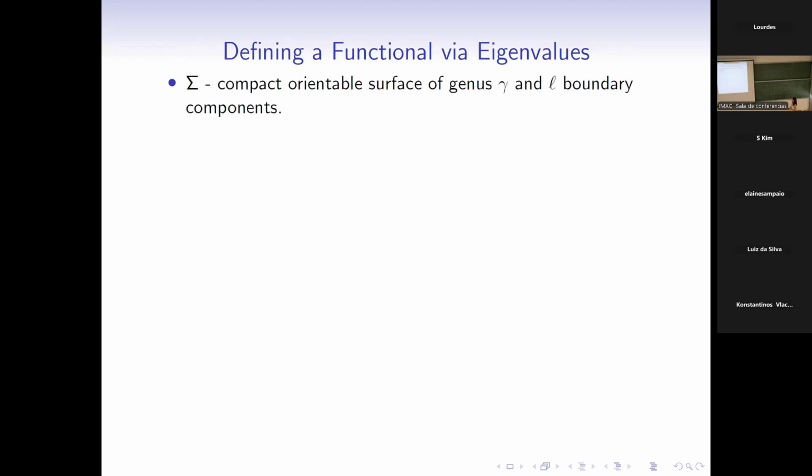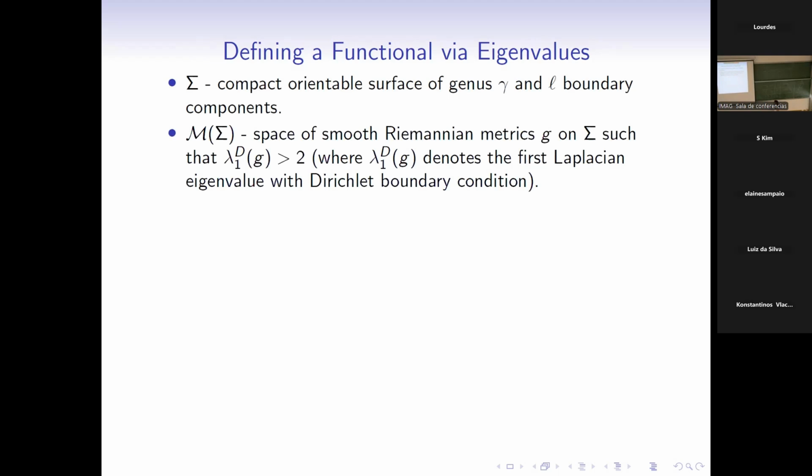But then, how do we make this functional? Do we sum them? Do we multiply by the area? Do we multiply by the length of the boundary? How do we get it? So the way Brandes and I did it was, suppose here that we have sigma, now a compact surface with boundary, gamma the genus, L the number of boundary components. We are going to denote by M of sigma the space where we do have this condition. So the first Laplacian eigenvalue with the Dirichlet condition is strictly bigger than 2.